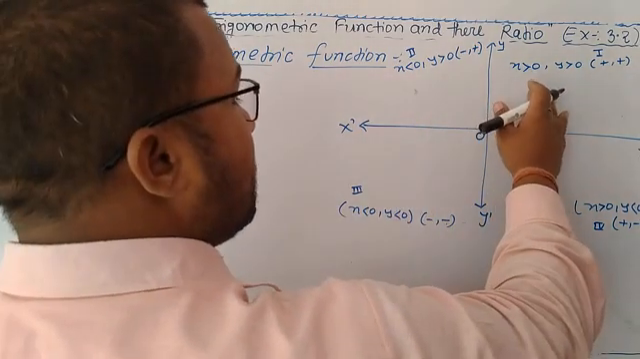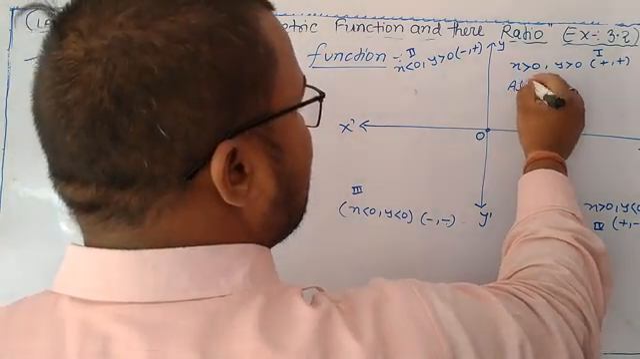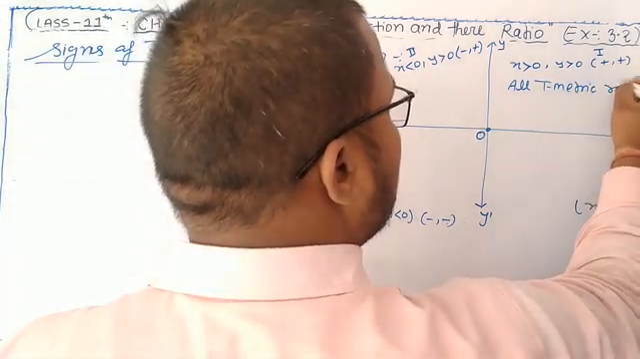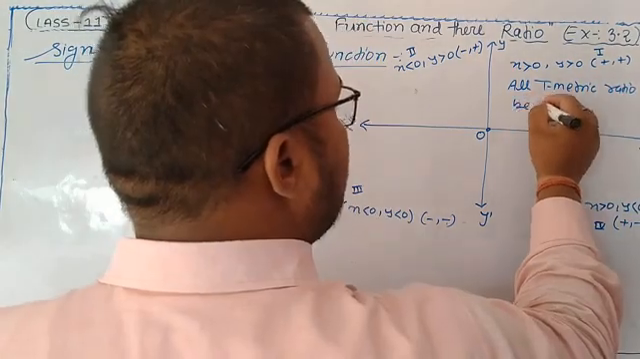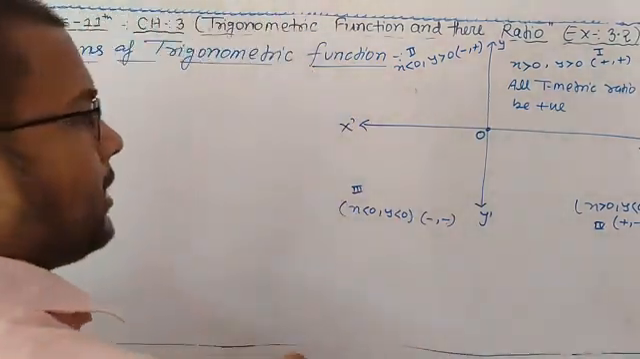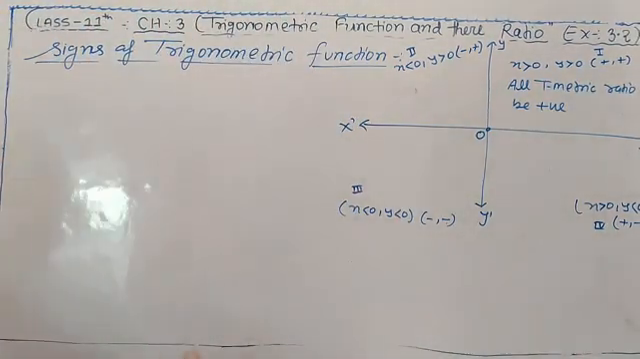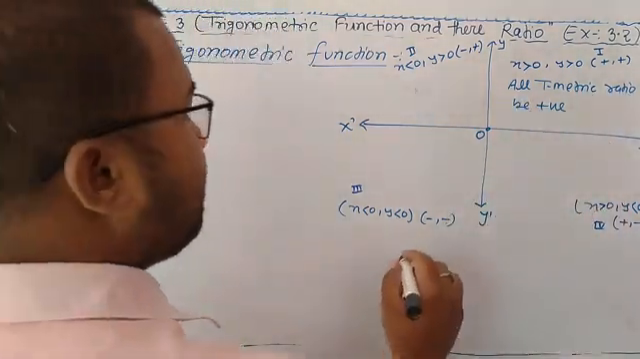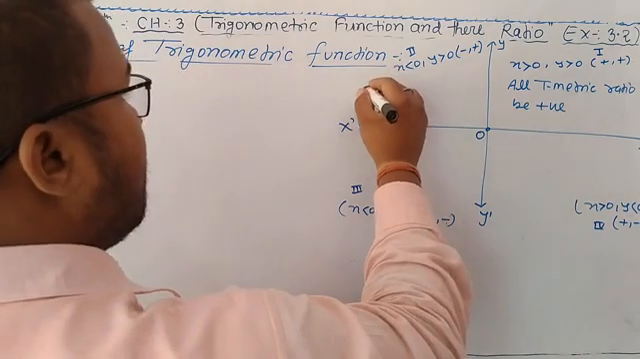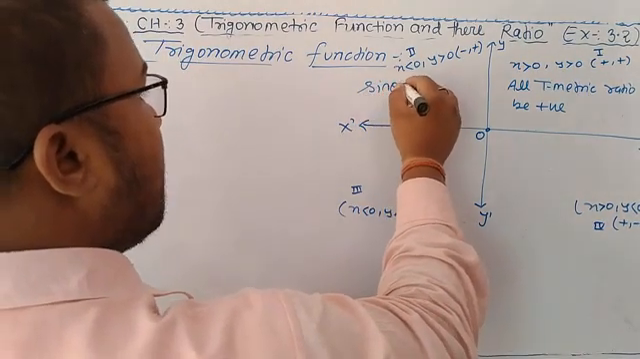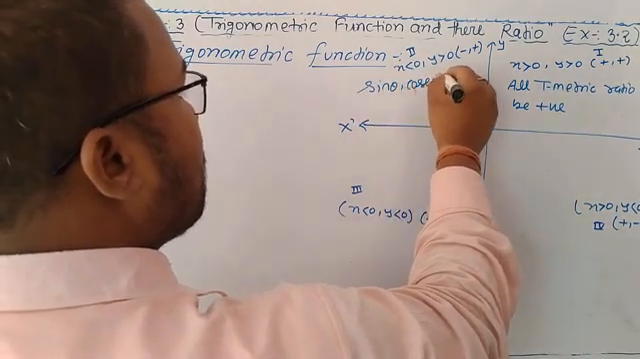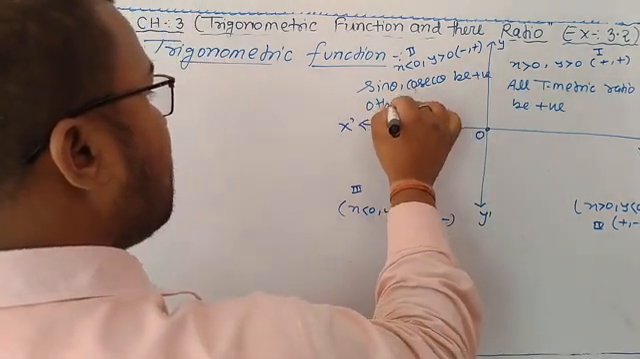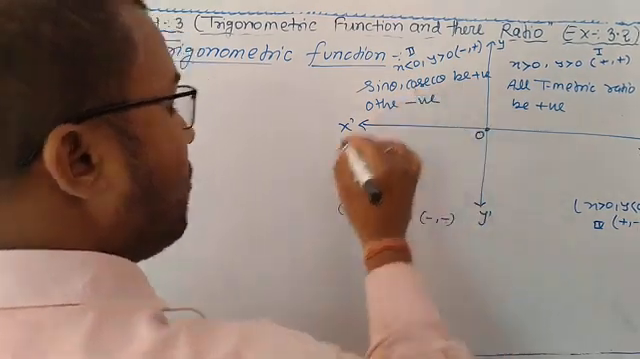In the first quadrant, all trigonometric ratios are positive. Total there are 6 trigonometric ratios: sin, cos, tan, cosec, sec, cot. All trigonometric ratios are positive. Second quadrant, sin theta and cosec theta are positive, others negative.